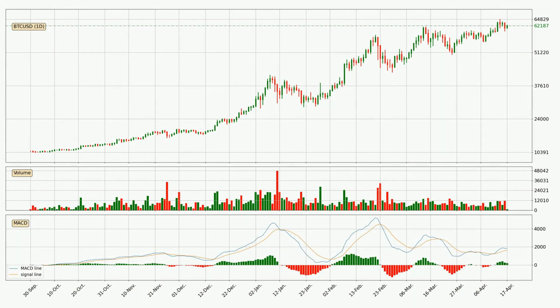Jumping to the daily MACD, the MACD line is above the signal line, which shows that the current trend is on the upside. However, the MACD histogram shows that the momentum is currently shifting to the downside, and it could be expected that the price will consolidate, and it is better to wait and see if the MACD line will cross the signal line, which will be bearish.